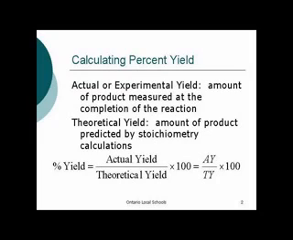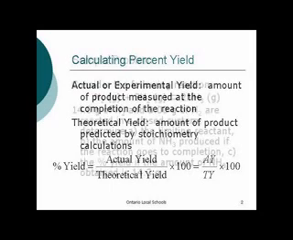The theoretical yield is the amount of product predicted by stoichiometry calculations. We've done a lot of stoichiometry. When you put the numbers in and do your stoichiometric calculation, the amount at the end that you predict is the theoretical yield. Okay, so you have to keep the actual yield and theoretical yield separate in your mind. They're two different things.